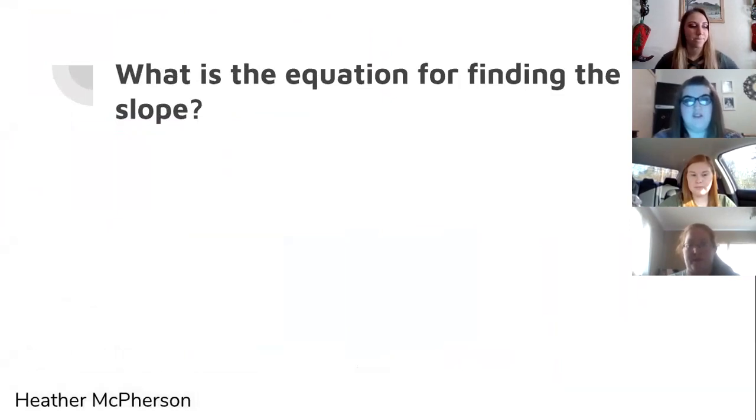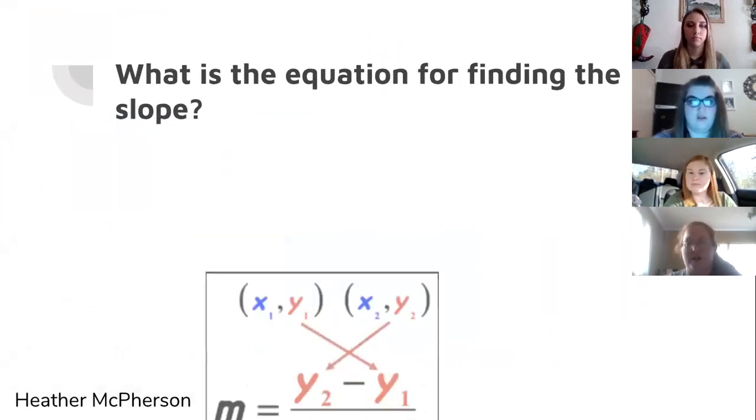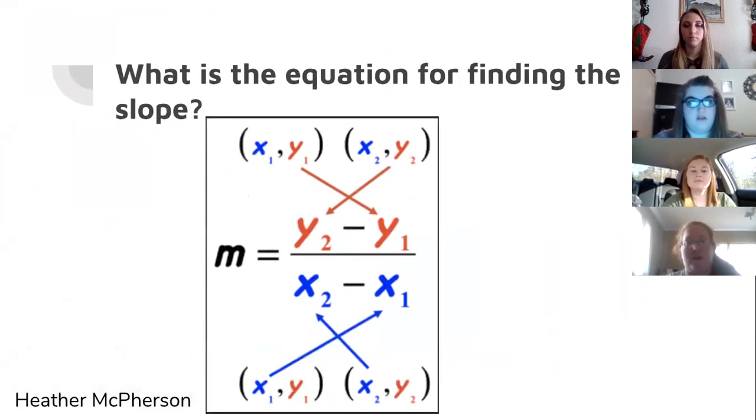Hey, Heather, can you tell me what is the equation for finding the slope? Yes, to find the slope of two given points, we have an interesting equation. The equation is m equals y2 minus y1 divided by x2 minus x1.